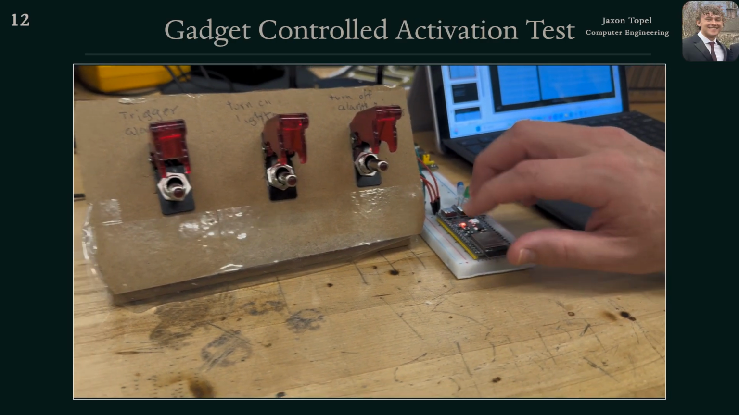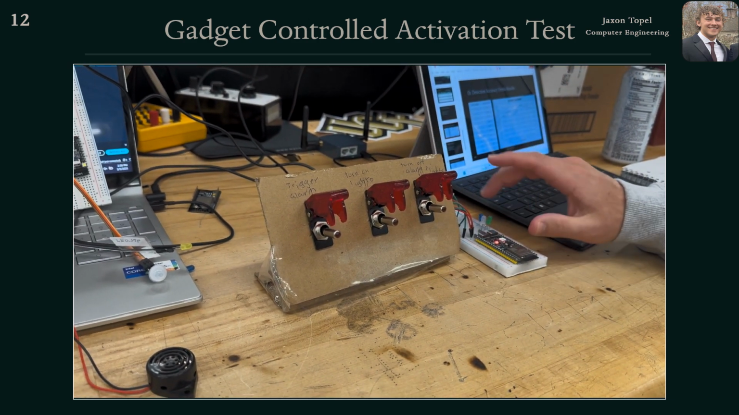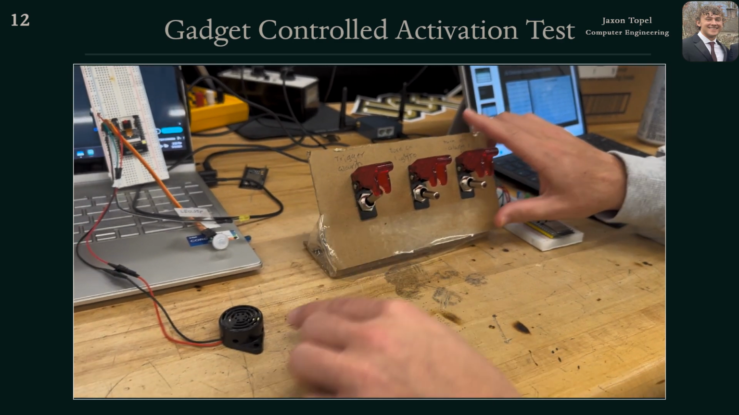So this is our gadget. This is the breadboard configuration we've got going on. And then these are the switches. These are the hardware peripherals for the gadget. That's like a control hub for our system. So we've got trigger alarm, our buzzers right here.